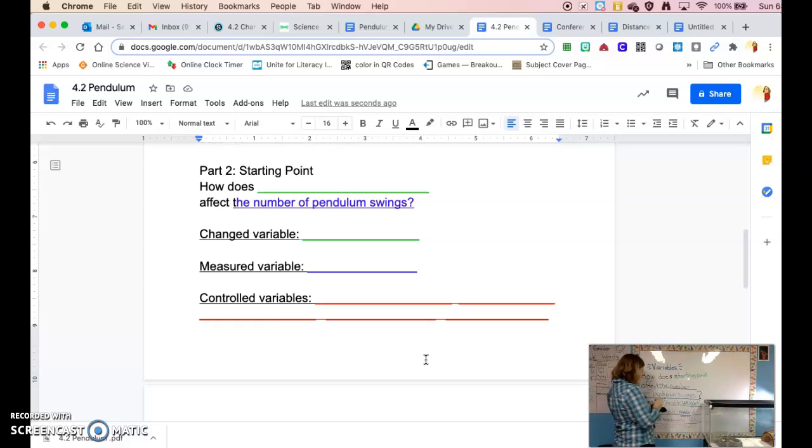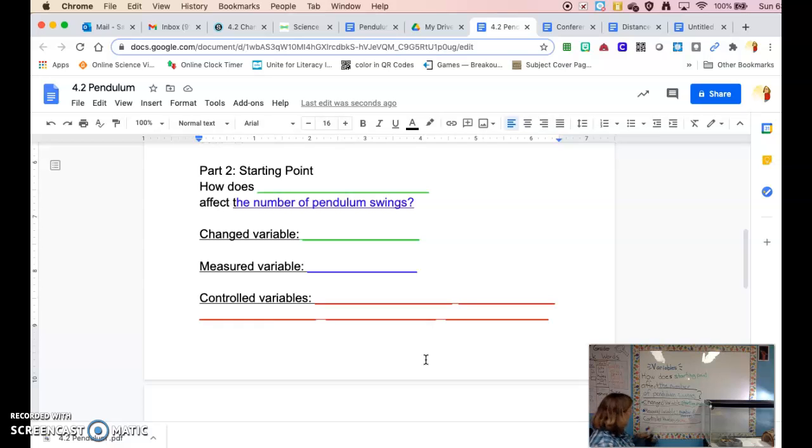And then down here, instead of weight, I am going to change that. The change variable is now the starting point. That's our new test. How does the starting point affect it? Now, our measured variable or our outcome, the thing that's getting affected, is the number of pendulum swings. So that's blue. That's still the same, the number of pendulum swings.